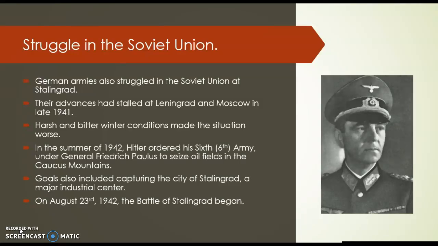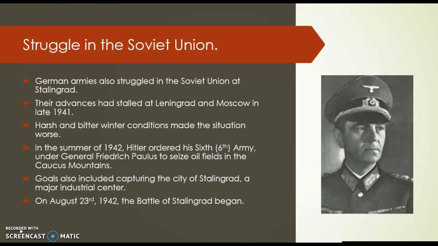So, struggle in the Soviet Union. German armies also struggled in the Soviet Union at Stalingrad. Their advances had stalled at Leningrad and Moscow in late 1941, and harsh and bitter winter conditions made the situation even worse. In the summer of 1942, Hitler ordered his Sixth Army under General Friedrich Paulus to seize oil fields in the Caucasus Mountains.